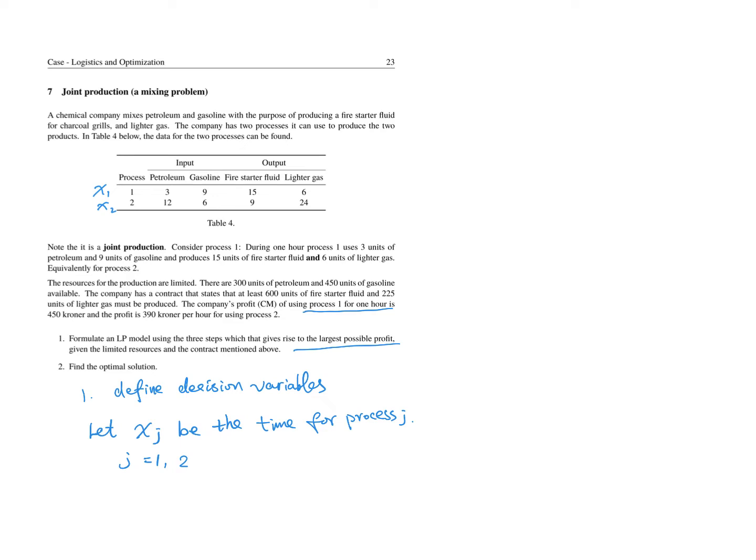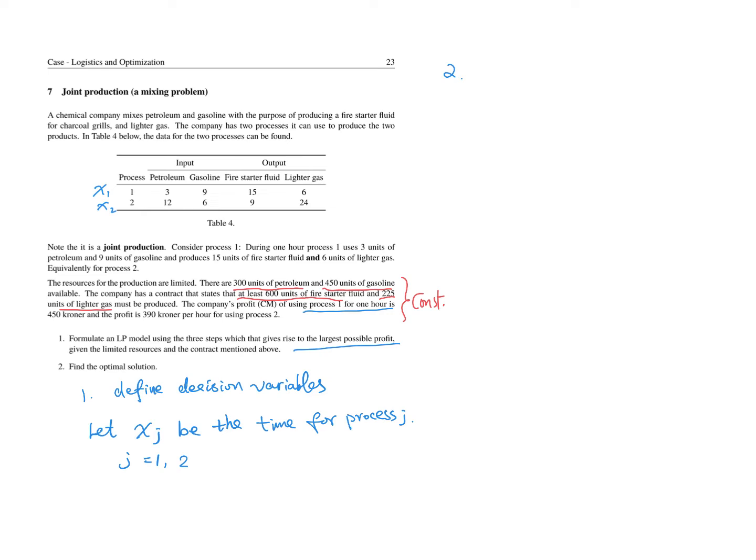And then second step, all your input and output constraints are also given. Here you can see in the paragraph, you can try to identify the constraints. So we know the resources are limited. So you have 300 units of petroleum and 400 units of gasoline. And then you also have the minimum production requirement, at least 600 units of fire starter and 225 units of lighter gas. So that's basically our constraints.